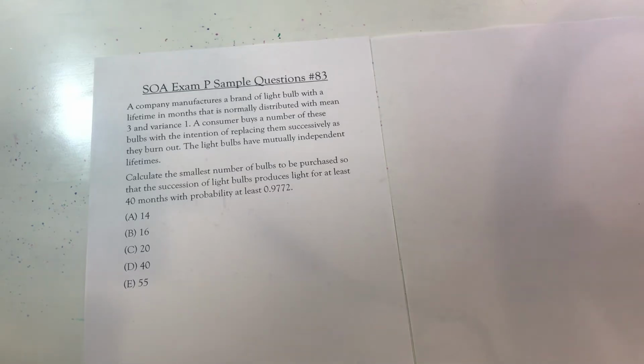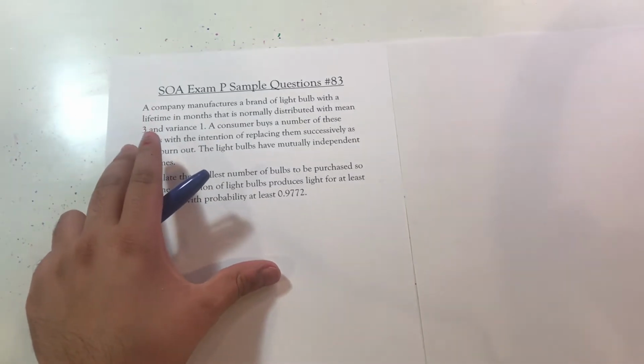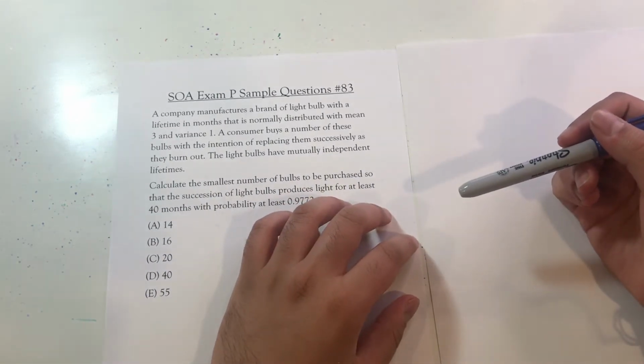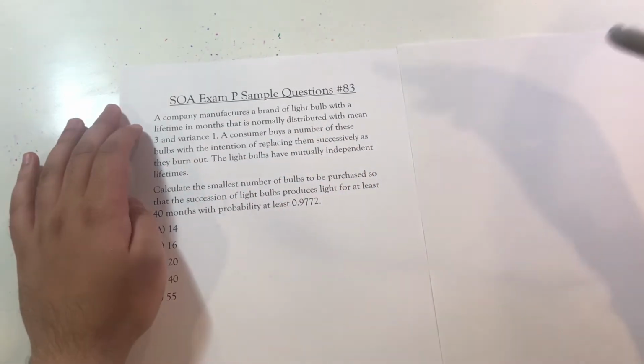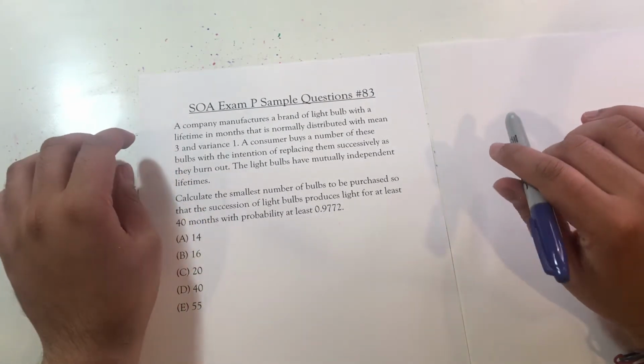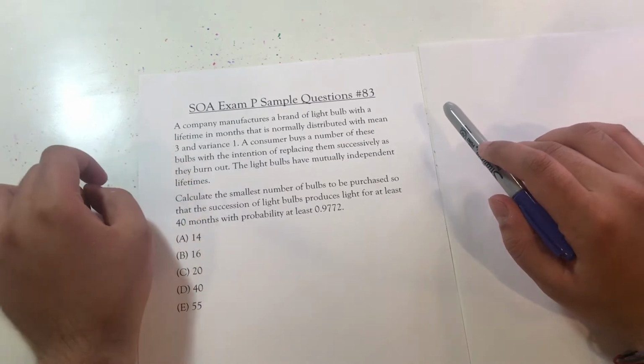All right, so in this video, we're going to go through sample question number 83 from the Society of Actuaries Exam P list of sample questions. The question reads, a company manufactures a brand of light bulbs with a lifetime in months that is normally distributed with mean 3 and variance 1.